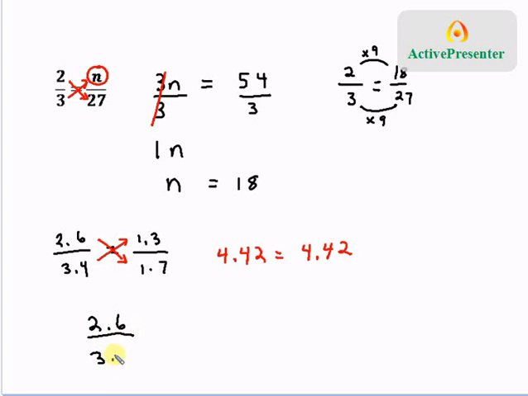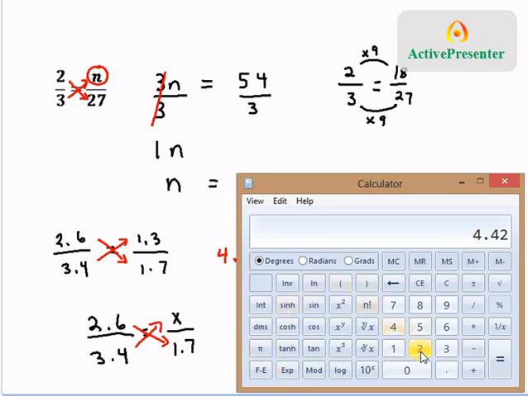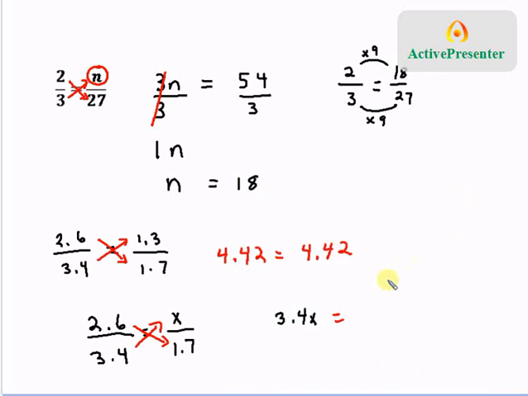since we've already done it, I want to show you how we can solve this as an equation. So in this case, we would say 3.4x, because we did our cross multiplication, 3.4x is equal to 2.6 times 1.7. So let's pull out our calculator again. 2.6 times 1.7 is equal to 4.42. We just saw that earlier.